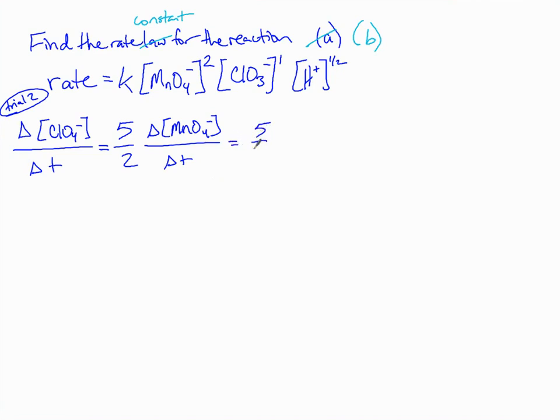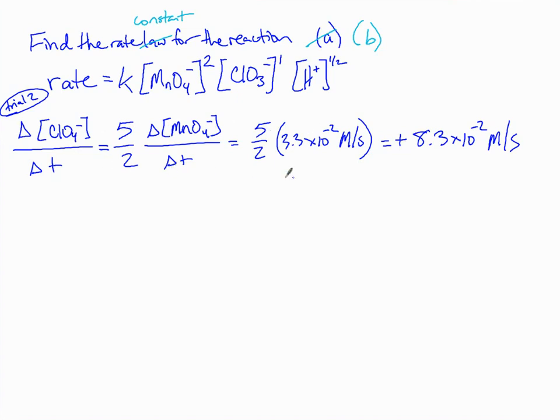And so we have 5 halves times the rate for trial 2, which is 3.3 times 10 to the negative second molar per second. And you end up with 8.3 times 10 to the negative second molar per second. Now this is the rate of appearance. We are producing chlorate, and so it's going to be a positive number because it's a product. The products are going to be positive, the reactants are going to be negative.